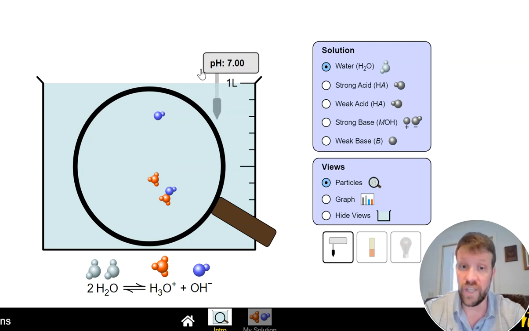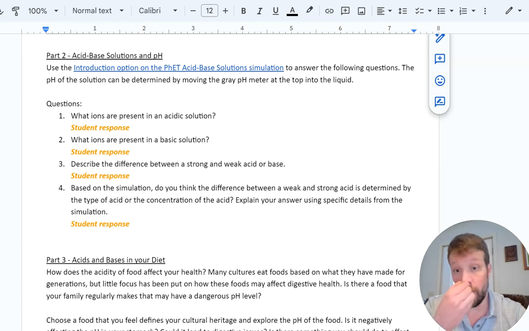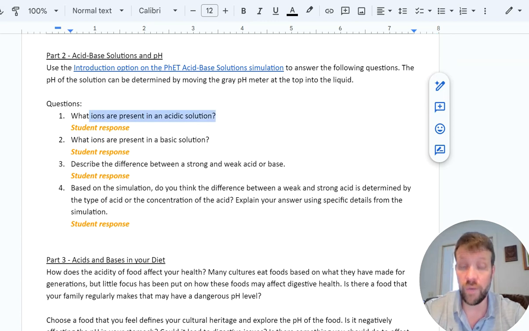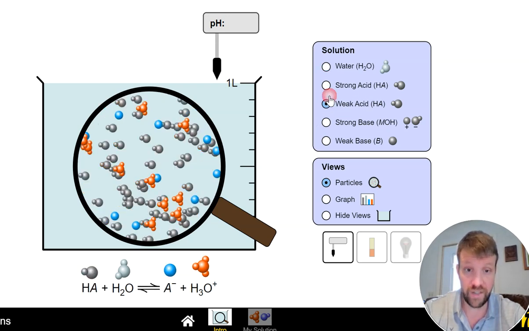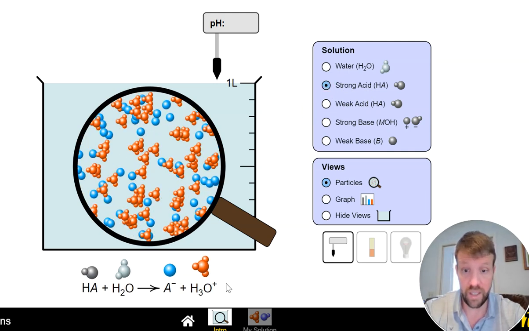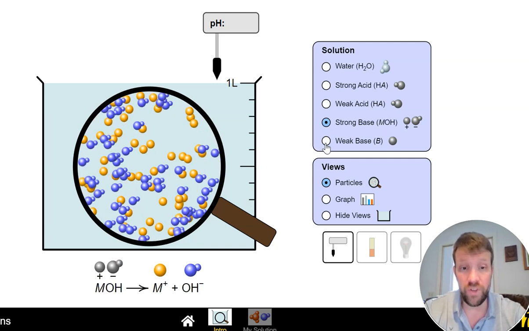So it's going to tell us a few things. Again, we can find the pH by putting this down into the substance here. And then we're going to answer a few of these questions based on using this. So it says what ions are present in an acidic solution and what are present in a basic solution. As we look at this, we can see a strong acid and a weak acid. And notice as I click on both of those right here, it shows me this ion, H3O+. That's the ion that makes things acidic. The one right here, base, it shows OH negative. So those are what we're looking for, those 2 parts.